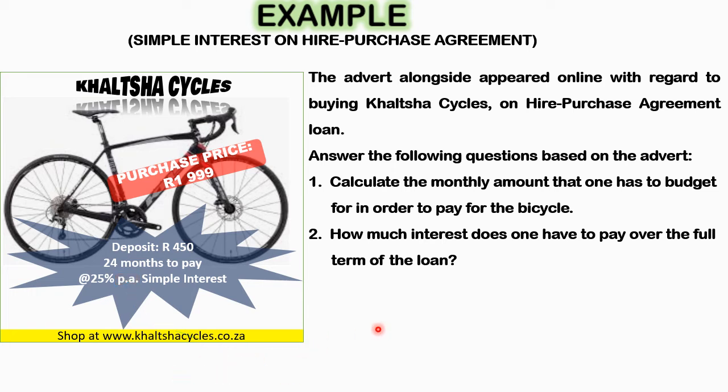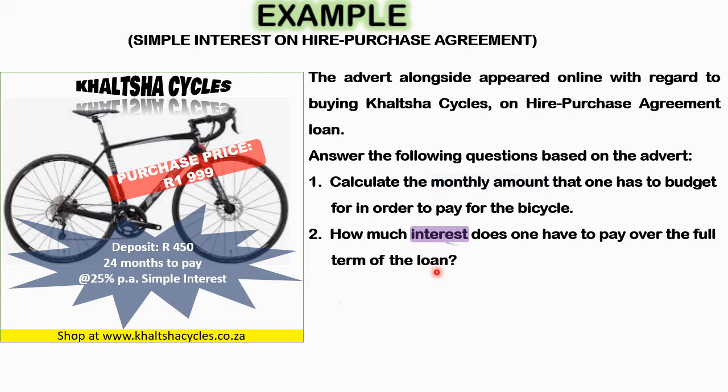All right. Now we must also look at the question. We look at the hire purchase agreement. Immediately when we see the hire purchase agreement, we remember it means we're going to use the formula for simple interest, because hire purchase agreements are calculated based on simple interest. Okay. Now another important aspect of our question is the monthly amount. Okay, this is what we're going to calculate. And then we also have to calculate how much interest. But let's review.